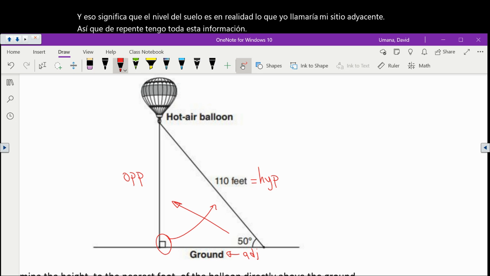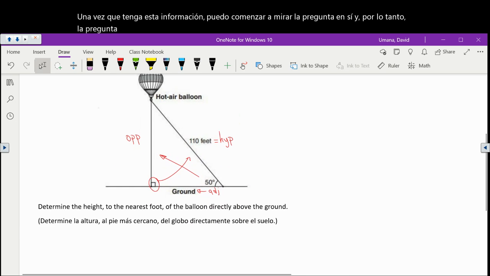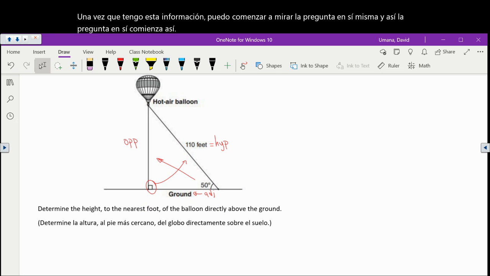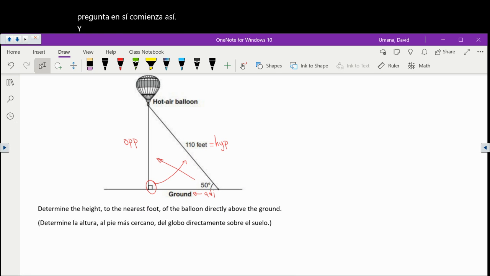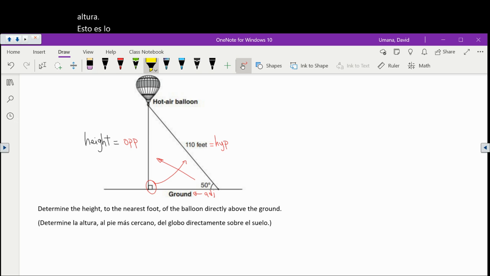Now, once I have this information, I can start looking at the question itself. And so the question itself starts like this. And it says, determine the height to the nearest foot of the balloon directly above the ground. And so what I'm looking for really is what I'm going to call the height. This is what I want. So I want this information and I know this information along with this.